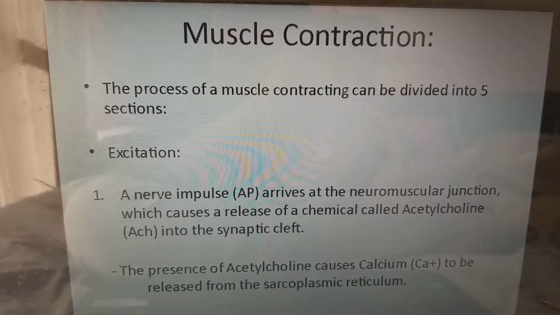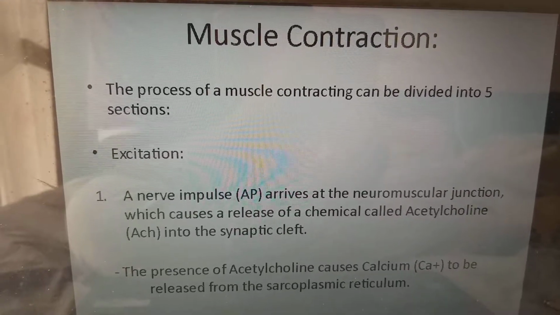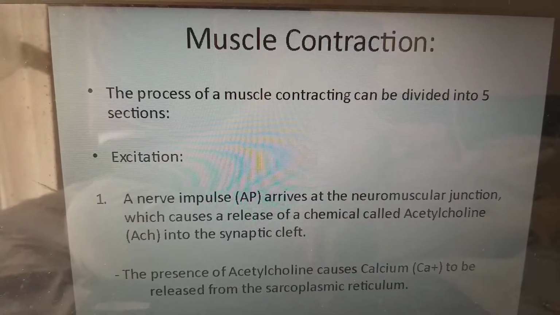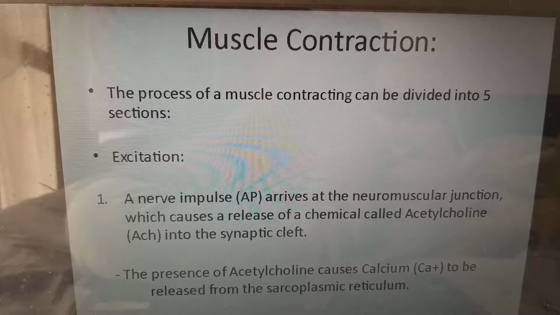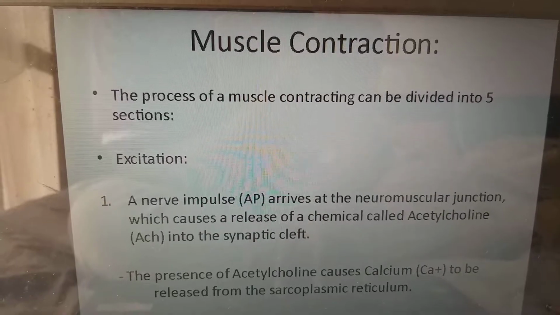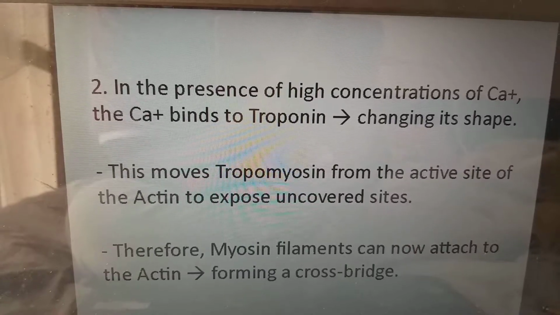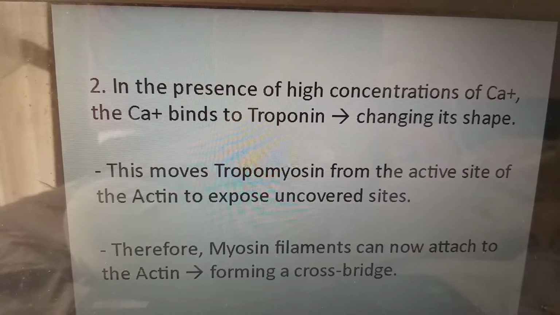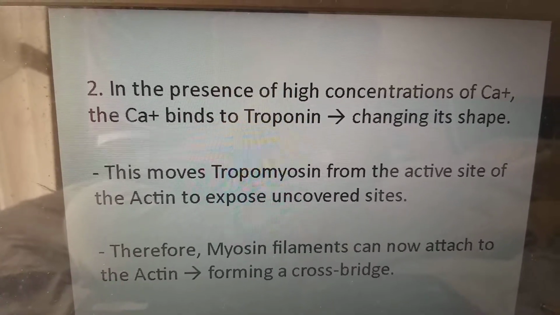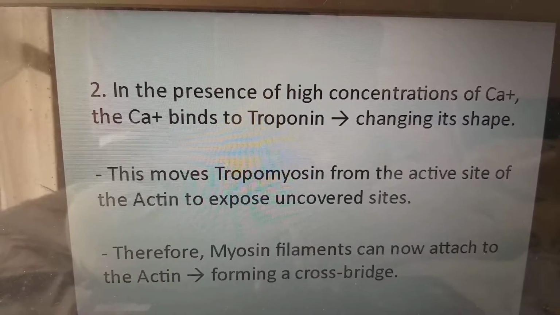Coming to muscle contraction, the process of muscle contraction can be divided into 5 sections. One is excitation: a nerve impulse arriving at the neuromuscular junction causes the release of a chemical called acetylcholine into the synaptic cleft. The presence of acetylcholine causes calcium to be released from the sarcoplasmic reticulum. In the presence of a high concentration of calcium, the calcium binds to troponin, changing its shape. This moves the tropomyosin away from the active site of the actin to expose the uncovered sites. Therefore, myosin filaments can now attach to the actin, forming a cross bridge.